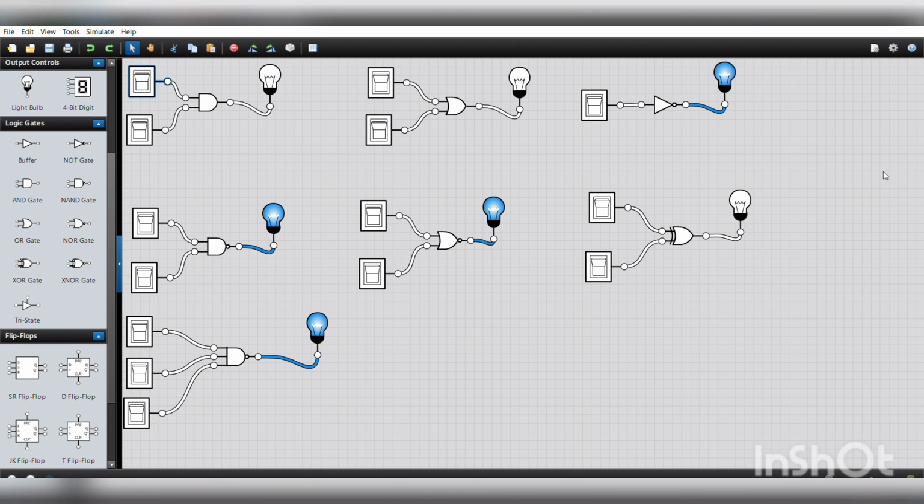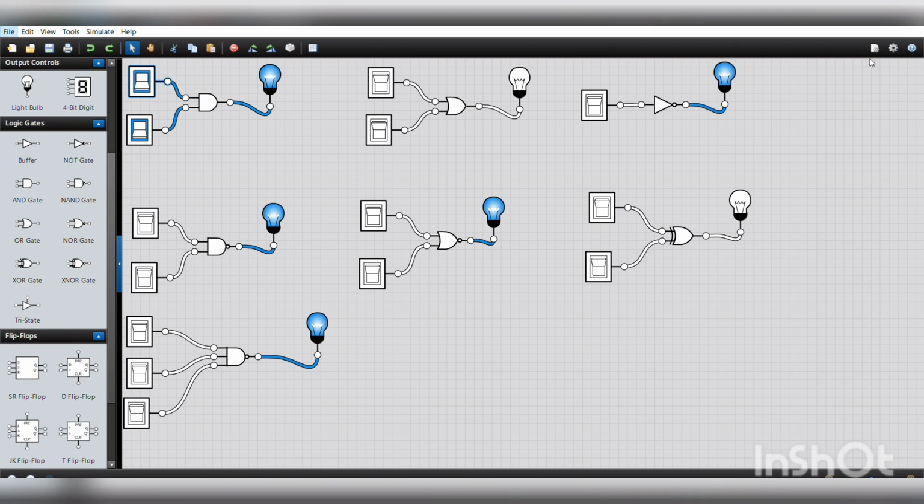As per the truth table, when both the inputs are 0, your output is 0. When I give 0 and 1 as the input, the output is still 0. And when I give 1 and 0 as the input, the output is still 0. And finally, when I give the inputs as 1 and 1, your light bulb glows. That is, your output is 1.